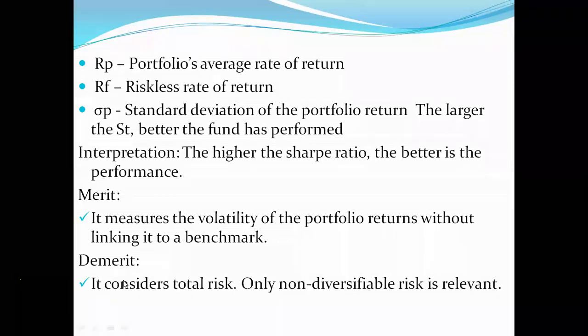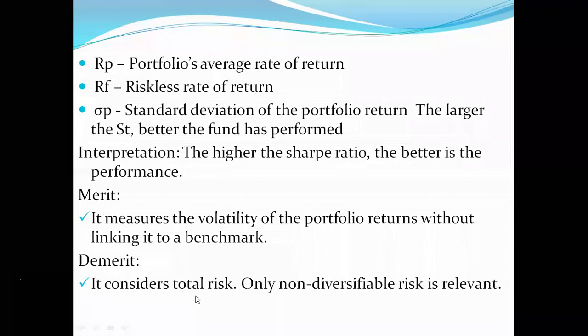Now what is the demerit? It considers total risk, which is a disadvantage. It considers diversifiable risk as well as non-diversifiable risk. Even though diversifiable risk can be eliminated by removing it from a portfolio which is not performing well, it is still considered in Sharpe's ratio, and that is why it considers total risk. But only non-diversifiable risk is relevant, because you cannot manage or control that risk, whereas diversifiable risk can be controlled through diversification. So that is the demerit of Sharpe's performance index.